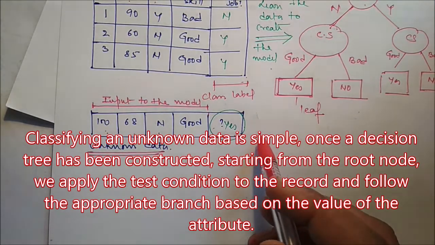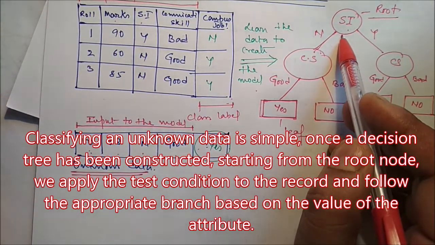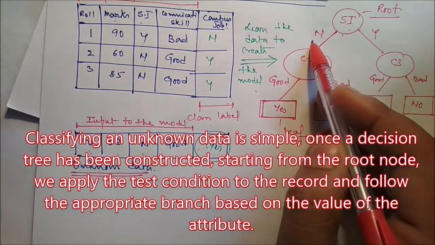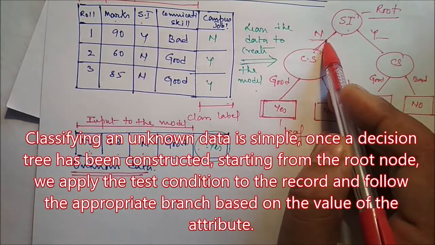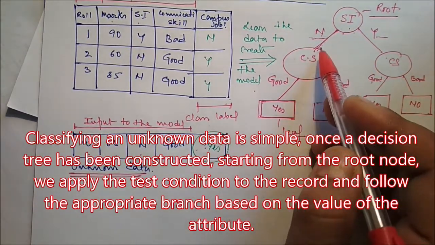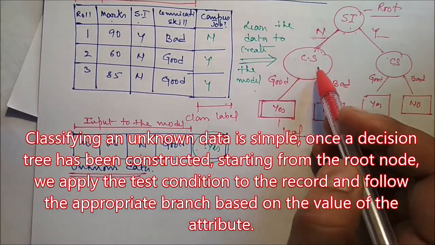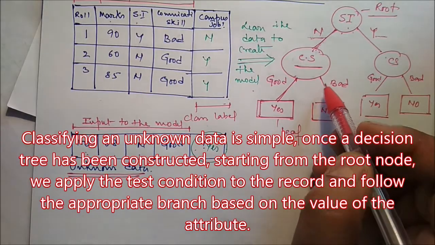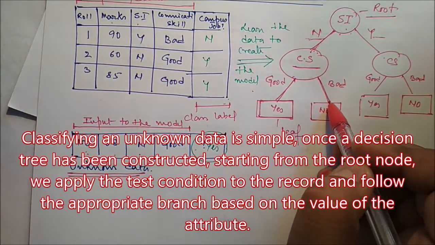Starting from the root node, we apply the test condition to the record. Here we apply the test condition whether sports interested is yes or no. If no, follow this particular path. If yes, follow this particular path. After that we select the next feature, whether communication skill is good or bad. If good, follow this particular path. If bad, follow this particular path.